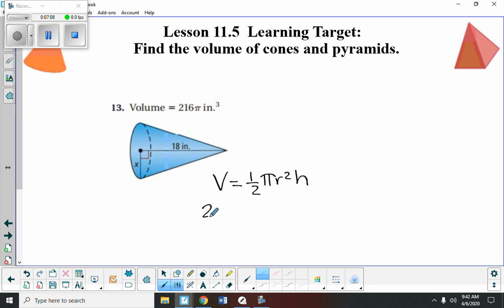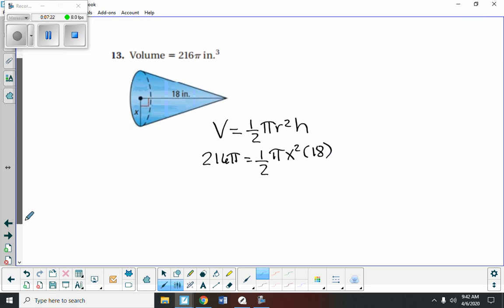The volume we know is 216 pi. And we know the radius is, we'll call that x. And the height is 18. And I always like to get rid of fractions first. So the opposite of dividing by 3 is multiplying by 3. So we're going to multiply this side by 3 and multiply this side by 3. So that cancels out your fractions. So we have 432 pi equals pi times x squared times 18.